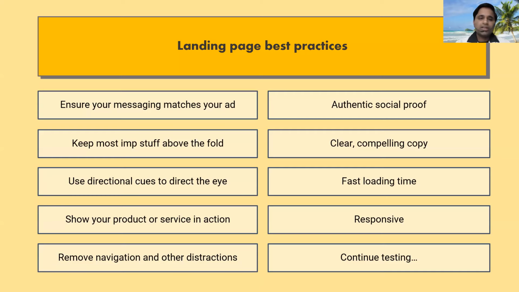Remove navigation and other distractions or leaks which you have. Your social proofs need to be authentic. The copy is absolutely and damn important for your landing page. It needs to be clear, concise, and straightforward. The pages should load fast. They should be responsive, adaptive to different mobile layouts. It should open on the mobile perfectly. And the last part is that you need to continue testing.